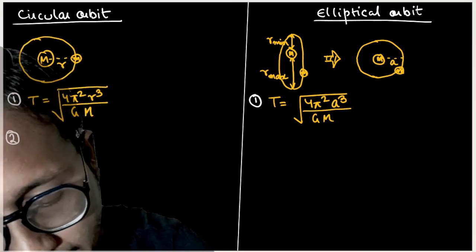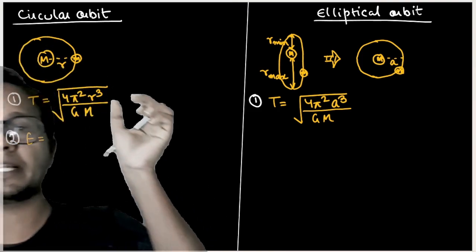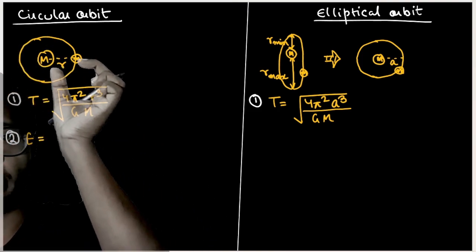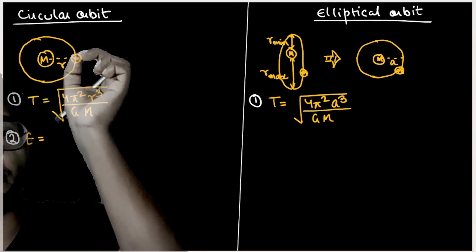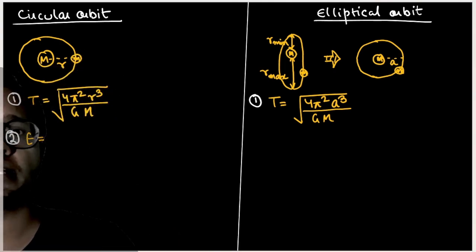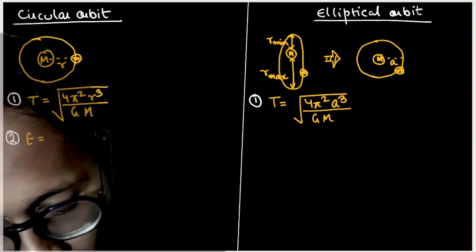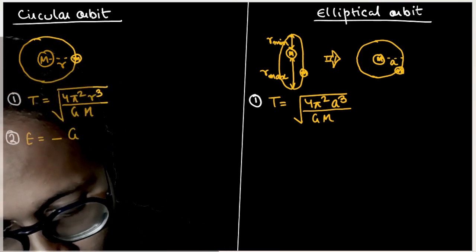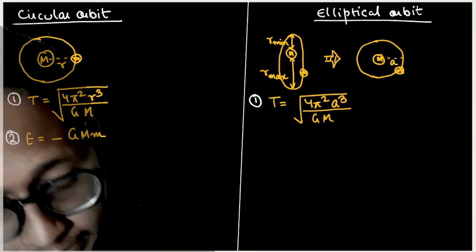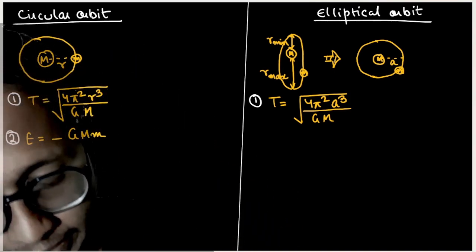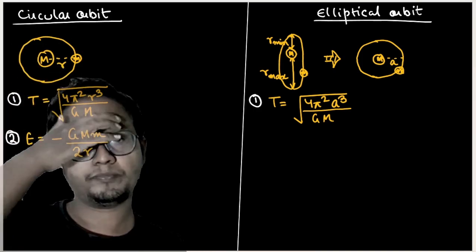Then find number 2: energy. Energy means total kinetic energy plus potential energy of this orbit, or the total mechanical energy of this orbit. The total mechanical energy of this orbit is nothing but minus G mass of parent body into mass of the rotating body divided by 2r.